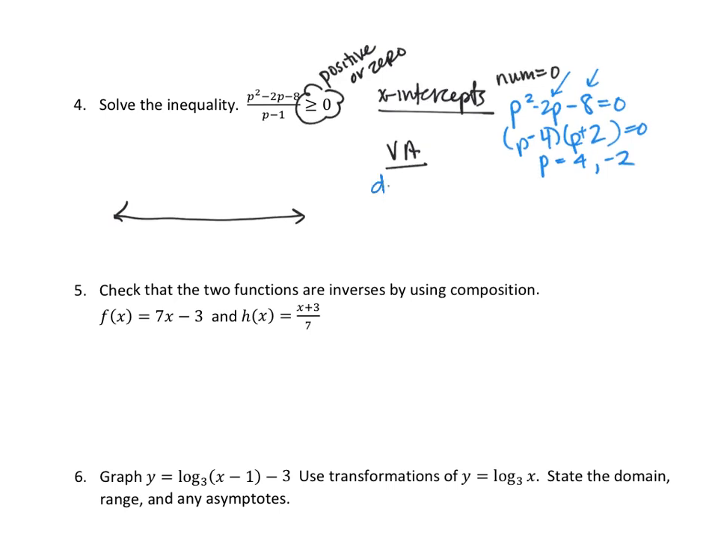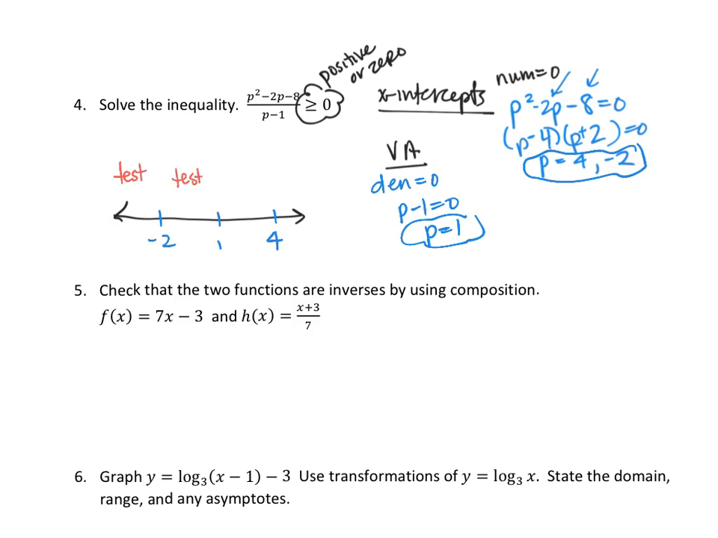Our vertical asymptotes are when our denominator is 0. So that's going to happen when p minus 1 is 0. So that happens when p equals 1. So these are our critical points we had said before. I'm going to mark them on my number line. So I have negative 2 is the littlest, and then we have a 1 and a 4. And so what we want to do is just test some values in between these intervals and see if we're positive or negative, which then graphically we would be up above or below the x-axis.